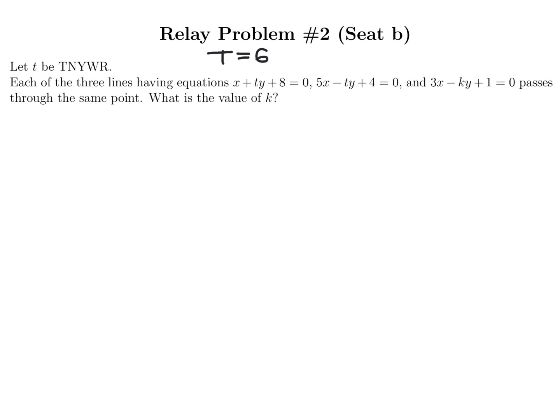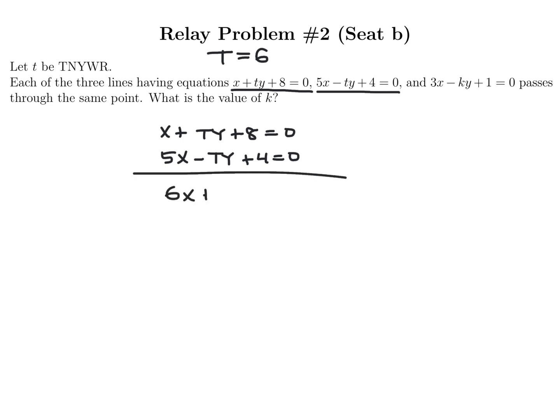Each of the 3 lines having the equations x plus ty plus 8 is 0, 5x minus ty plus 4 is 0, and 3x minus ky plus 1 is 0 passes through the same point. What is the value of k? All right, let's see what we can do here. Let me put the second equation below the first, because it looks like I could easily get rid of that ty, since one has positive, one has negative. If I just add them, it'll be 6x plus 12 is 0. Therefore, x is minus 2.